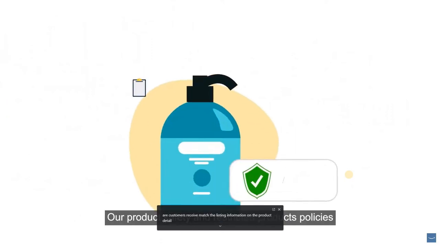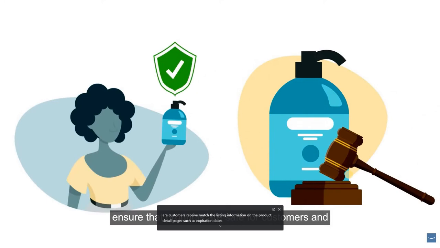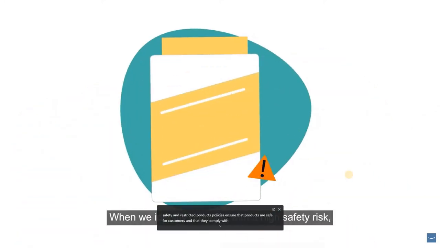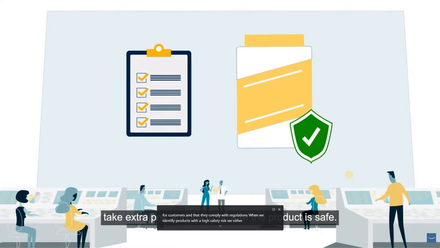Our product safety and restricted products policies ensure that products are safe for customers and that they comply with regulations. When we identify products with a high safety risk, we either restrict the sale of the product or take extra precautions to ensure the product is safe.